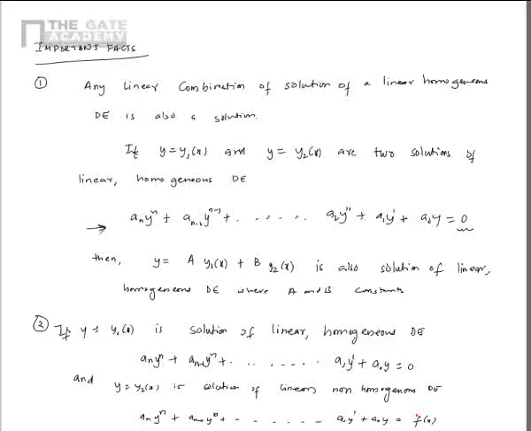What it says is, if y1(x) is a solution of a linear homogeneous differential equation and y2(x) is a solution of a similar linear non-homogeneous differential equation, where only the right hand term is different, then y = y1(x) + y2(x) is also a solution of the same linear non-homogeneous differential equation.